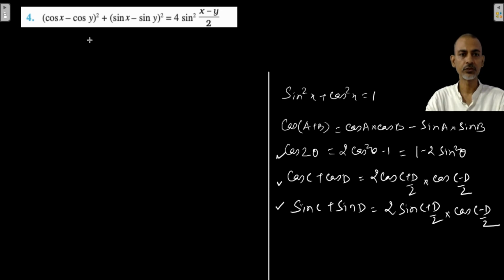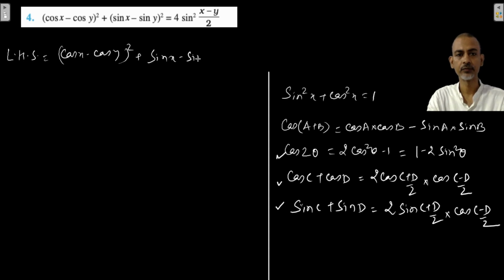So this is my first question. We need to prove something: there is an expression given on the left hand side and we need to prove the right hand side. This is just similar to the problem which we have done in the previous video, which had a similar kind of structure, where we had to prove 4 cos square of (x plus y)/2 or (x minus y)/2. So we'll start in the same manner. What we will do is write the equation first. So our LHS is (cos x minus cos y) whole square plus (sin x minus sin y) whole square.